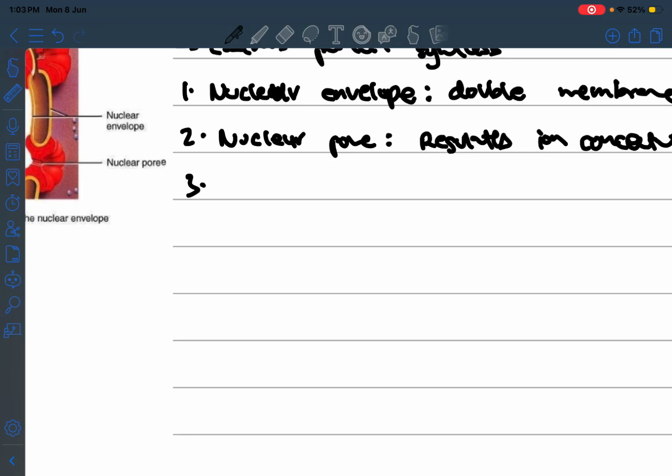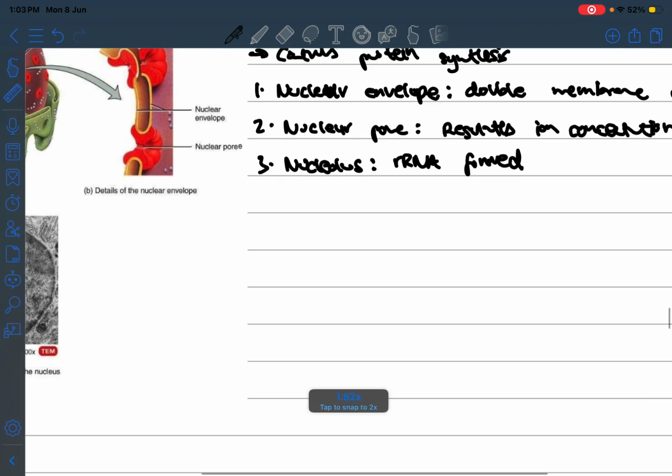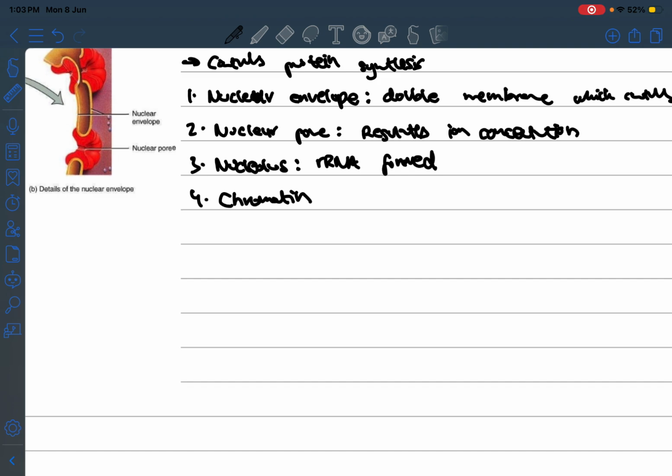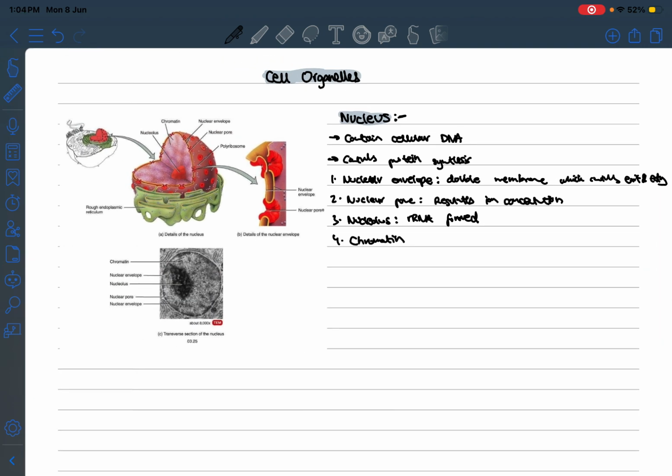Next, we have something which we call the nucleolus. Now, this is like a small region within the nucleus, and it's basically the site where rRNA is formed, and that's used for the creation of ribosomes. And then lastly, one more thing to know is the chromatin. That's basically the arrangement of the DNA in our cells. So that's a pretty basic, straightforward review of the nucleus.